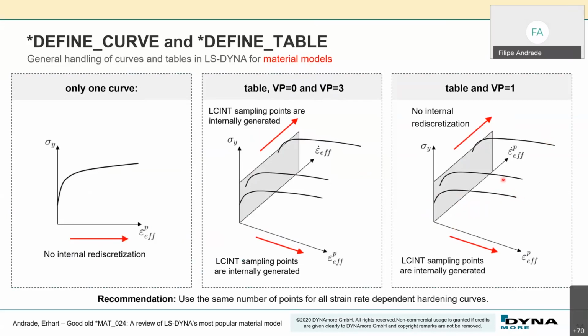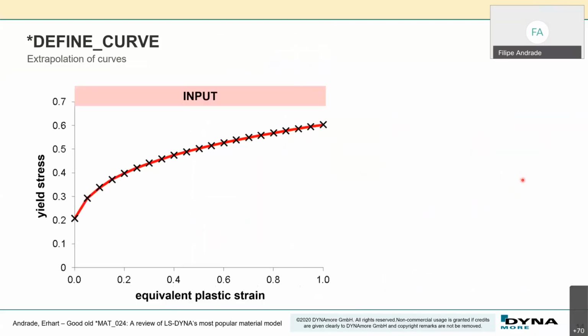But by using a different number of points, you might get surfaces in the three-dimensional space that don't make too much sense. So you can make it a little bit better if you use the same number of points for all curves. Again, it's a recommendation. It's not a need. LS-DYNA will accept it anyway. And then here a little bit on the subject of extrapolation of curves, something that we are also asked very often. How does LS-DYNA behave?